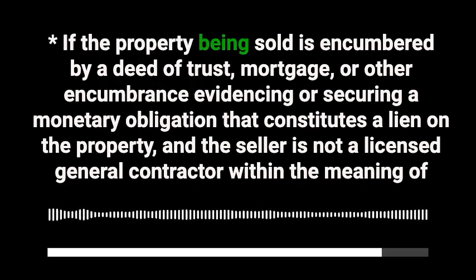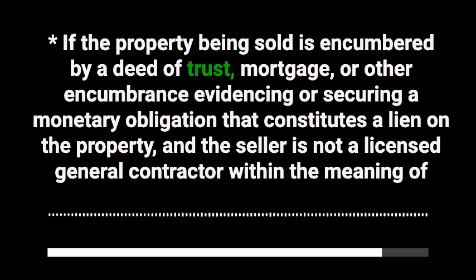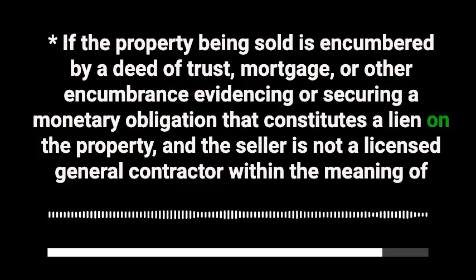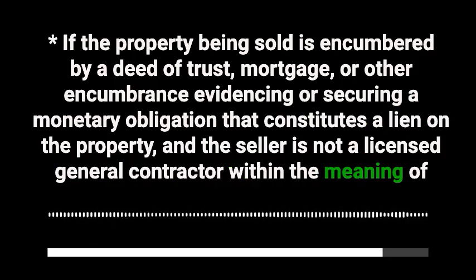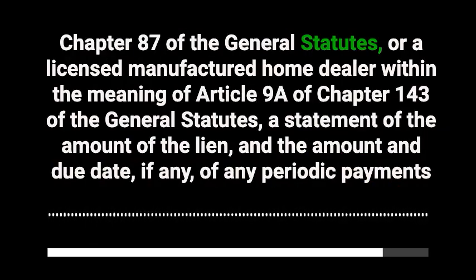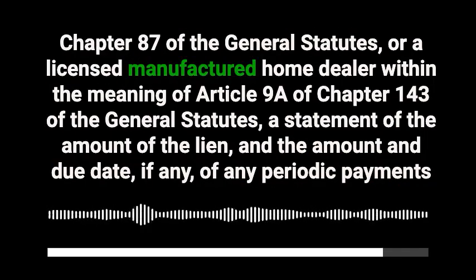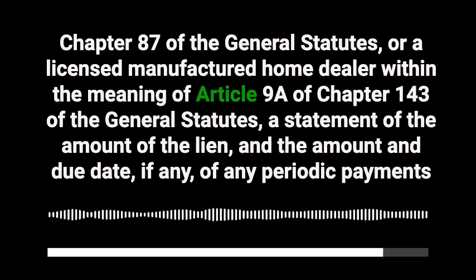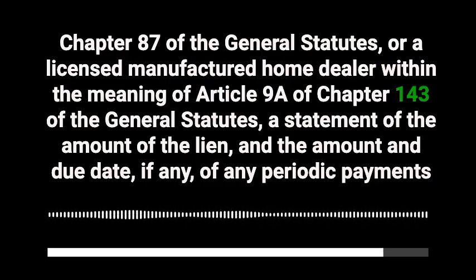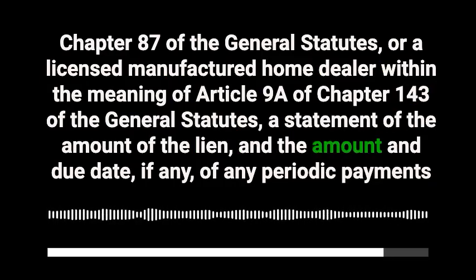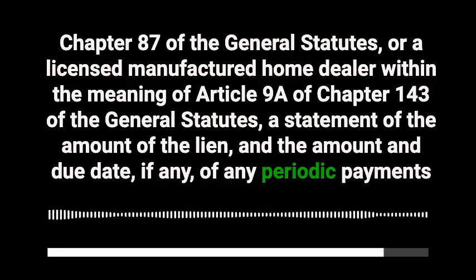If the property being sold is encumbered by a deed of trust, mortgage, or other encumbrance evidencing or securing a monetary obligation that constitutes a lien on the property, and the seller is not a licensed general contractor within the meaning of Chapter 87 of the General Statutes, or a licensed manufactured home dealer within the meaning of Article 9A of Chapter 143 of the General Statutes, a statement of the amount of the lien, and the amount and due date, if any, of any periodic payments.